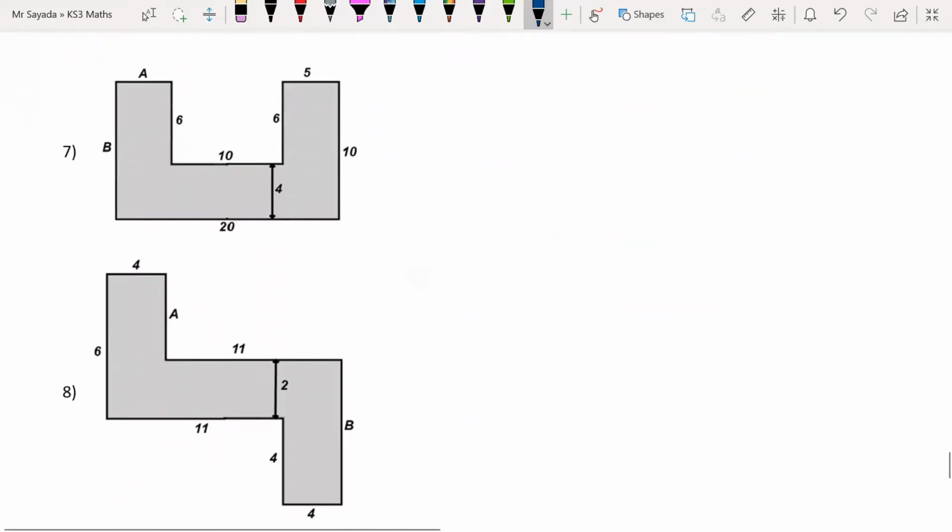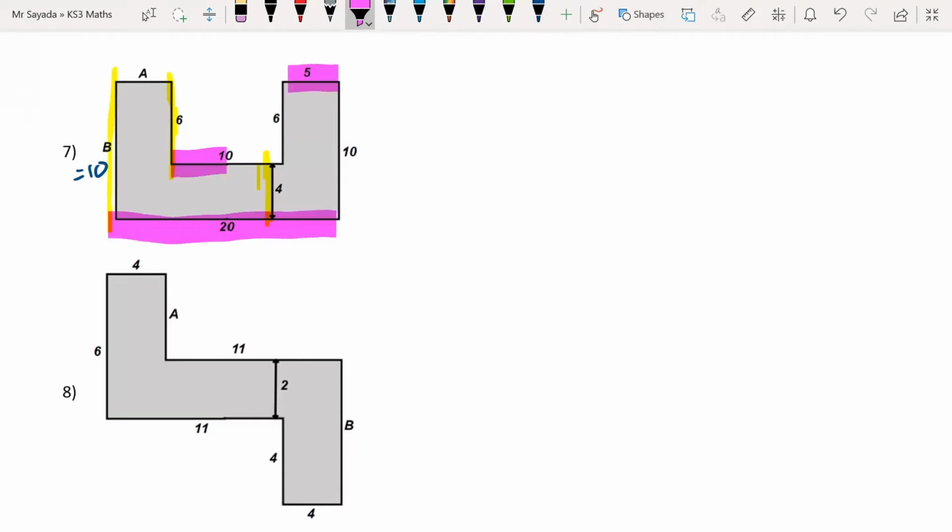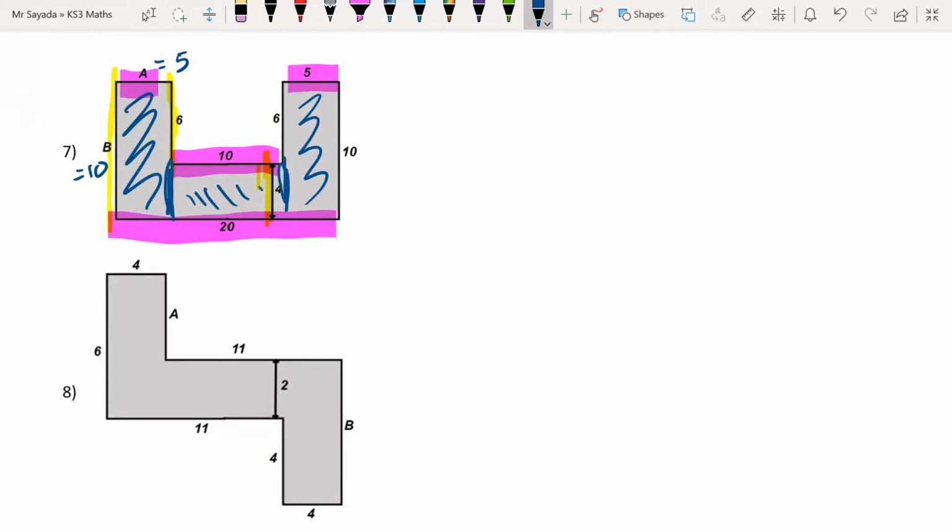2 left. So we first need to work out the missing lengths, and then we need to split it up. Let's work out the missing lengths first, using yellow. This is 6 and this is 4, which means B must be 10. And then horizontally, the whole horizontal is 20. This part's 5, this part's 10, which means A must be the other 5 to make 20. I can now split it into 3 shapes. So I'm going to do this one, and this one.